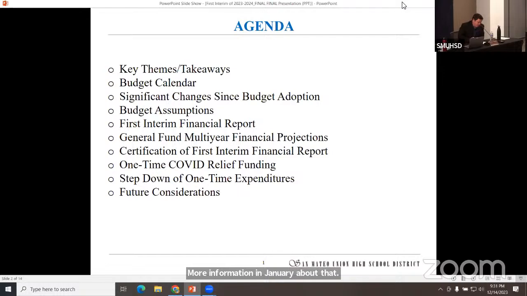So tonight we'll go over key themes and takeaways. We'll take a little look at the budget calendar and go over the significant changes since budget adoption. We'll go over our budget assumptions, the numbers in the first interim financial report. We'll look at our multi-year financial projection, which is important because the board tonight will be asked to certify a positive certification, meaning we can meet our financial obligations in the current and 2 subsequent years. And then we'll really focus on the one-time COVID relief funding and the step down of those expenditures. And we'll end with some future considerations, the things that keep me up at night.